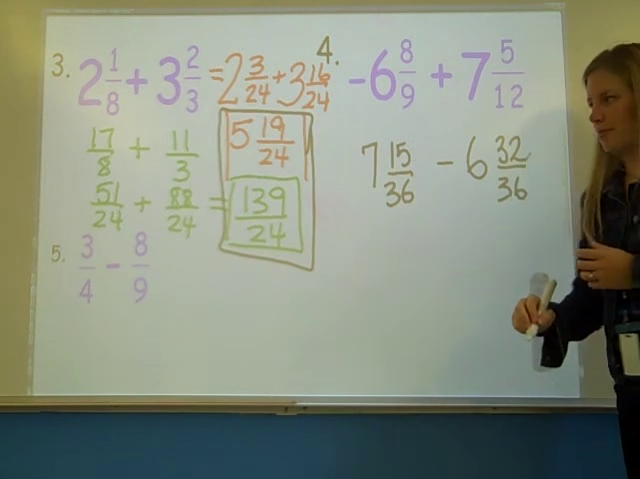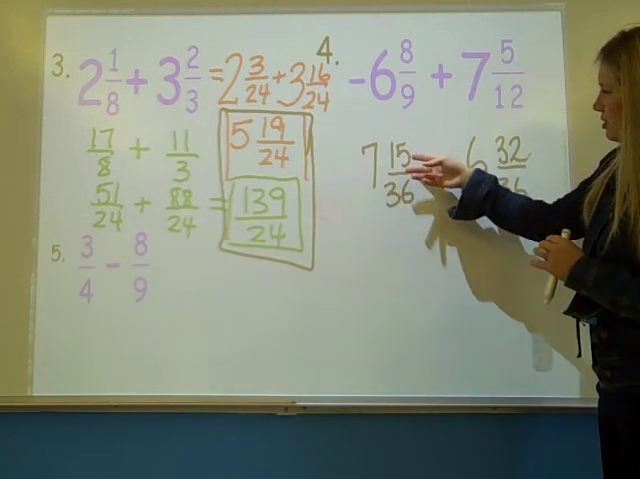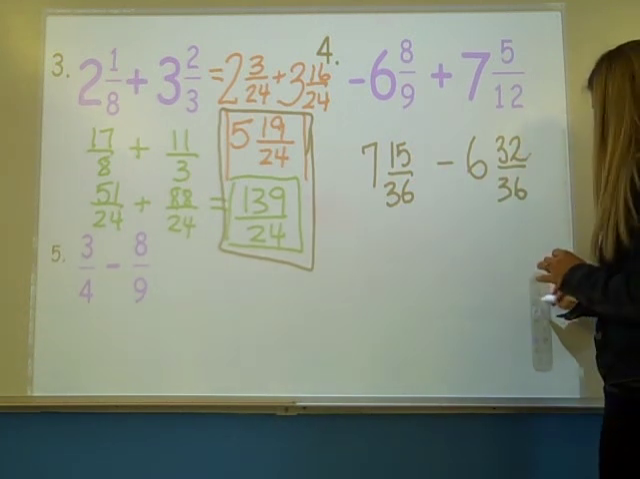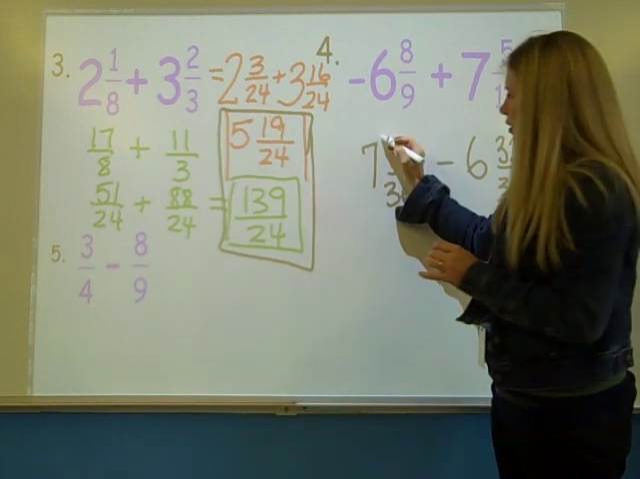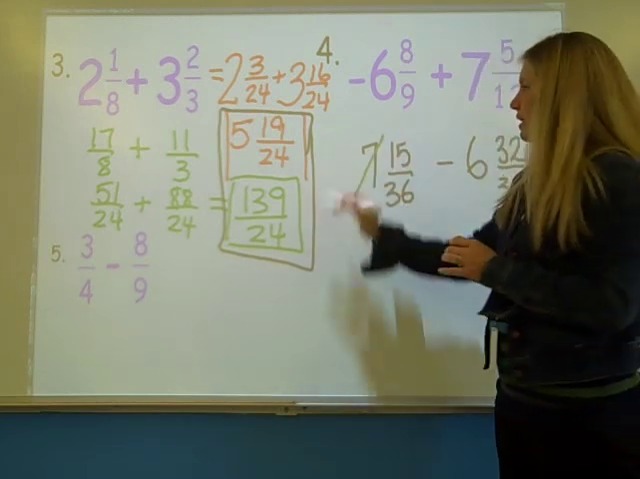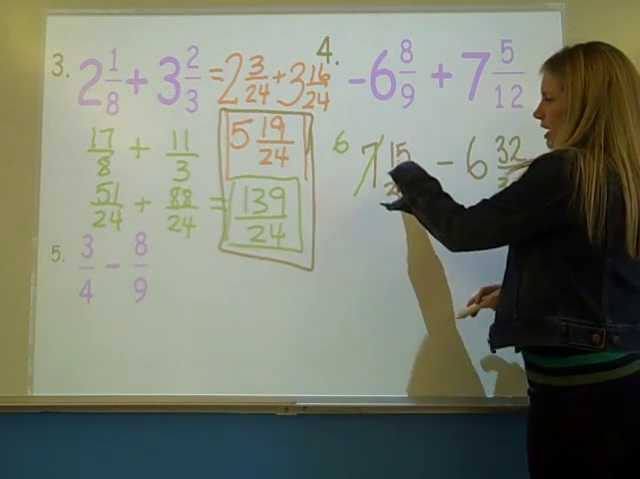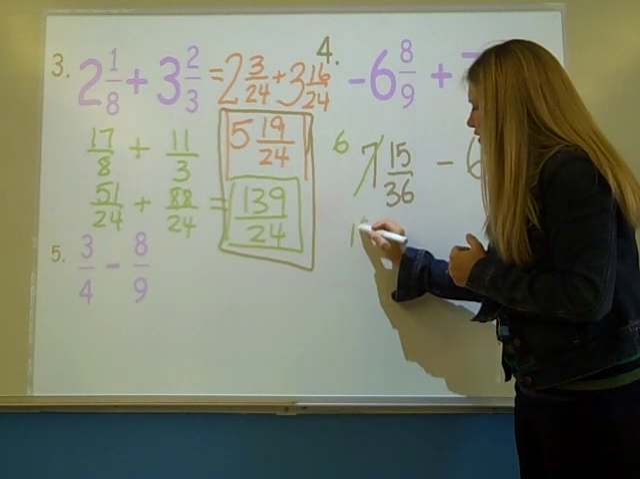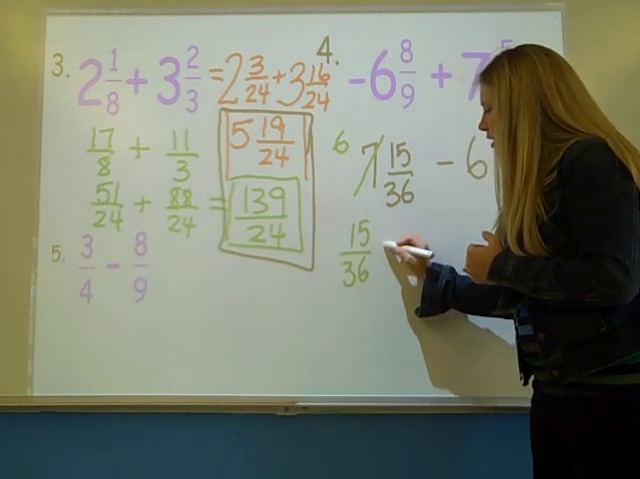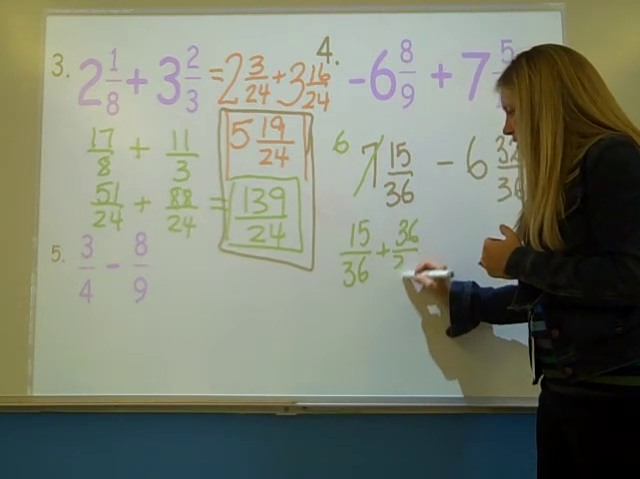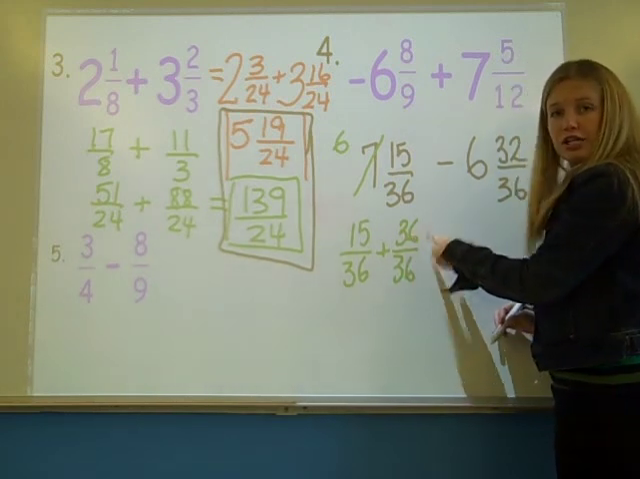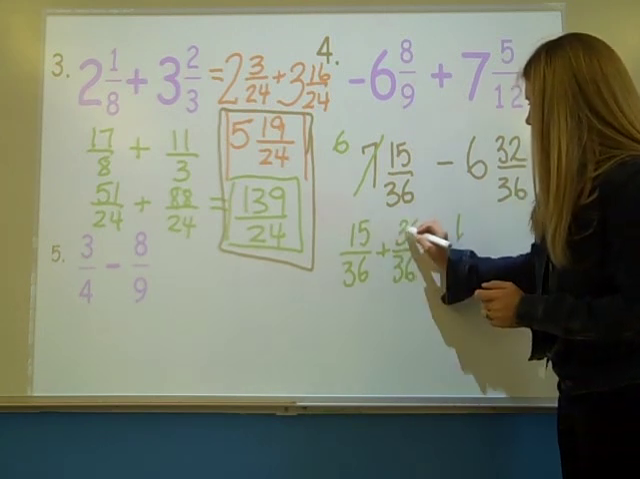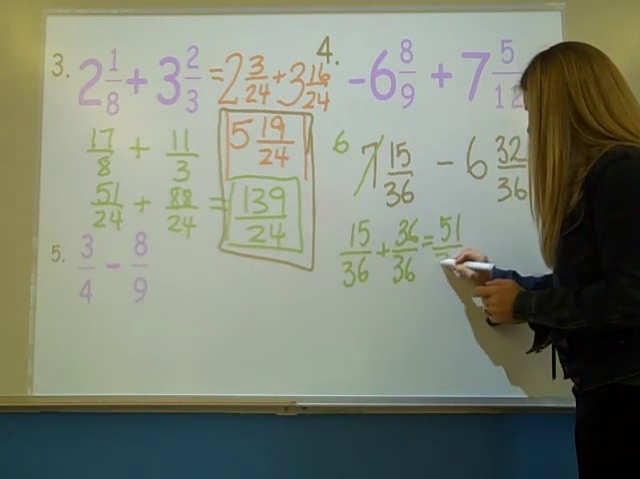Here's my borrowing example. I can't do 15/36 minus 32/36. So what you have to do is borrow from the 7, make it a 6, and then you're going to add 1 to this fraction. When you add 1 to that fraction, it's like adding 15/36 plus 36/36, because 36 over 36 is equivalent to 1. I add this. Okay, 1, 3, 4, 51 over 36.